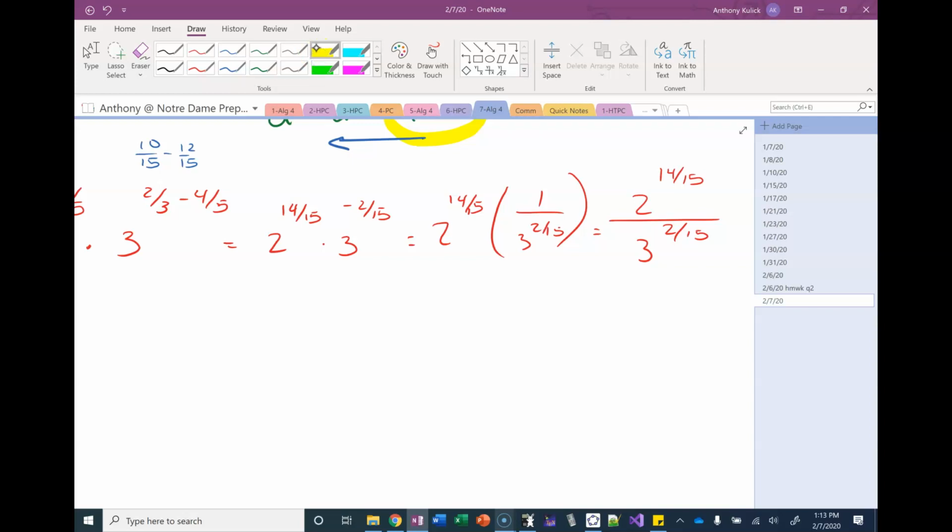Now we do have a little bit of an issue with this. This is not going to be our final answer. Can anybody take a look at this and see what the issue is? There's still something more we need to do.